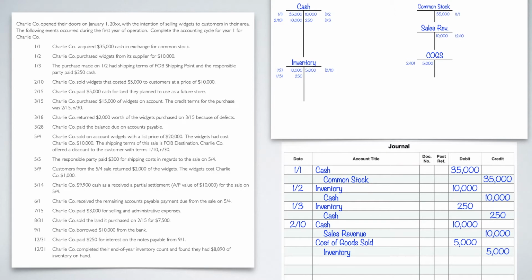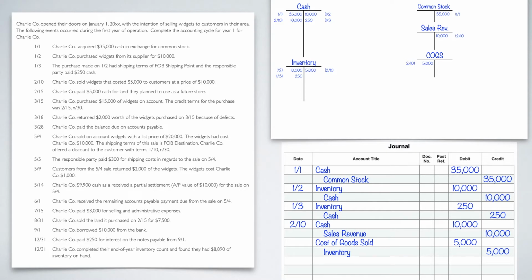Now I do want to make a point for you to know that the difference between these two, what we sold it for and what it cost us, the $10,000 to $5,000, that $5,000 is not recorded in the journal entries or T-tables. That's our gross profit. That's something that will be found in the financial statements. So you'll never take the difference of these two numbers to put into the journal entries. You will find that later on when we get to the financial statements.